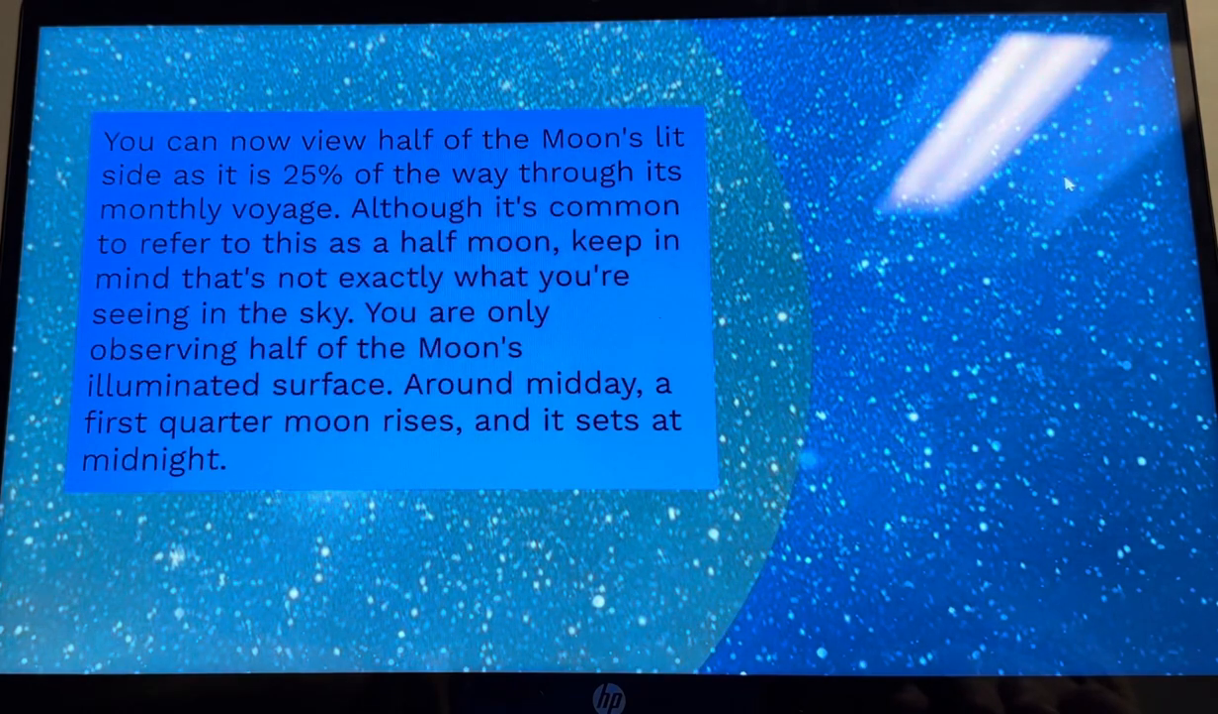First quarter. You can now view half of the moon's lit side as it is 25% of the way through its monthly voyage. Although it's common to refer to this as the half moon, keep in mind that it's not exactly what you're seeing in the sky. You're only observing half the moon's illuminated side. Around midday, a first quarter moon rises and it sets at midnight.